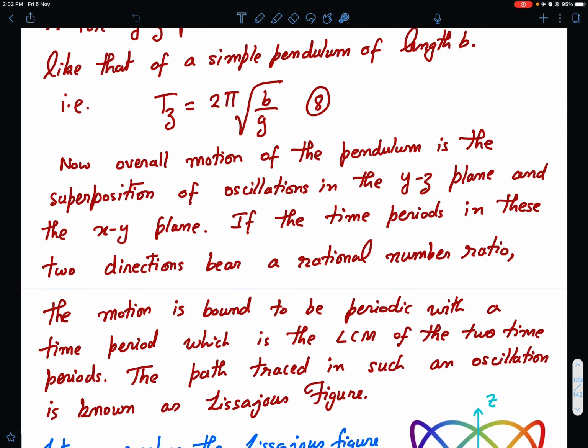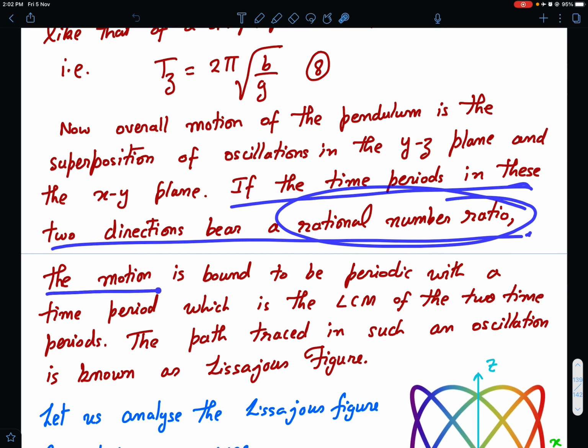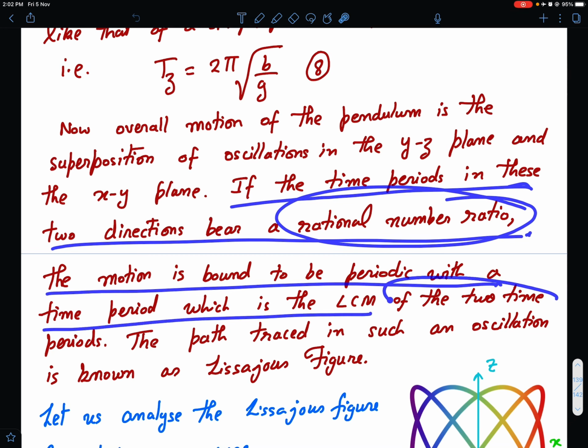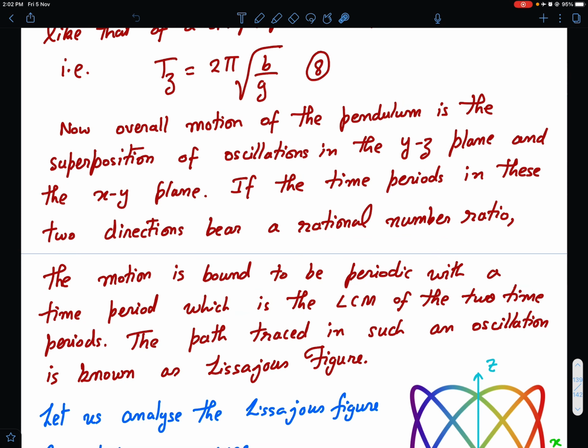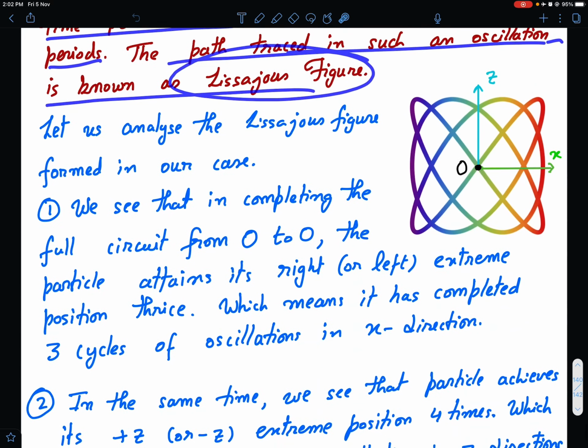Okay. Now overall motion of the pendulum is superposition of oscillations in the yz plane and in the xy plane, right? Yz plane and the xy plane. Okay, so we are going to superpose. So if the time periods in these two directions bear a rational number ratio, the motion is bound to be periodic with a time period which is the LCM of the two time periods. So you must be knowing that whenever we have two rational numbers, we can always find some LCM, although that's not true for any two arbitrary real numbers. But if there are rational numbers, definitely there will be some LCM and there will be some closed path formed if the two time periods bear a rational ratio. Okay, so motion is bound to be periodic with time period which is the LCM of the two time periods.